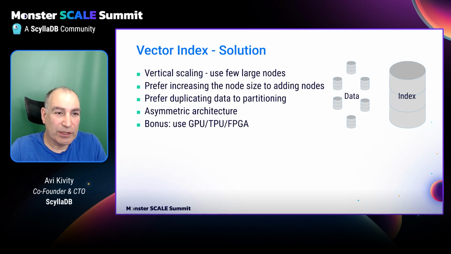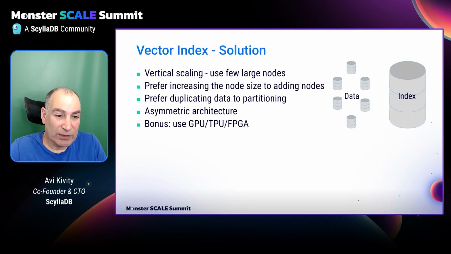So what's the solution? Because we saw that partitioning across many nodes will not work, we chose to use vertical scaling and have a small number of very large nodes. So take the very largest nodes that we can, or at least the ones that are needed for a particular problem. And instead of adding nodes, prefer increasing the node size. Of course, that cannot go indefinitely. So eventually we start duplicating data. Instead of partitioning the data, we start duplicating it, and that increases the throughput. If the node size limit is reached in terms of memory capacity, then you start partitioning it as well.